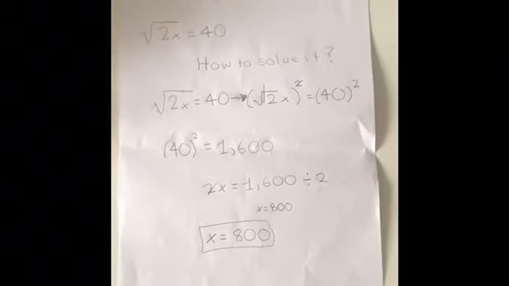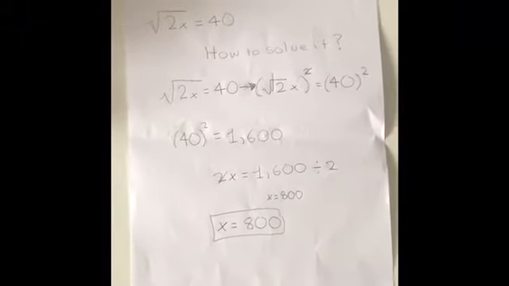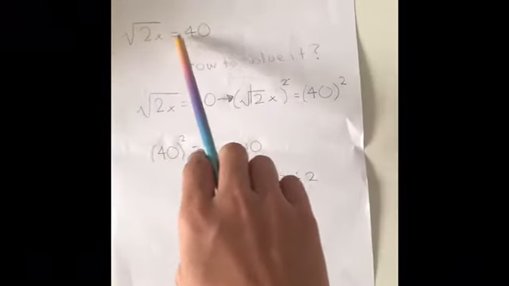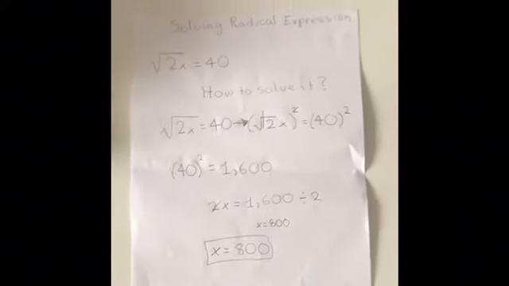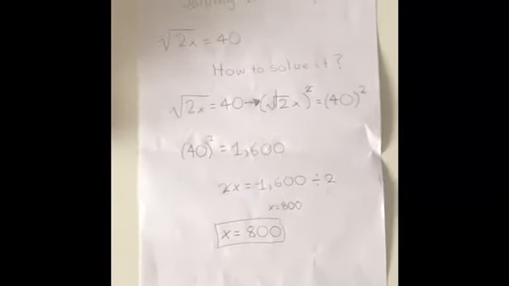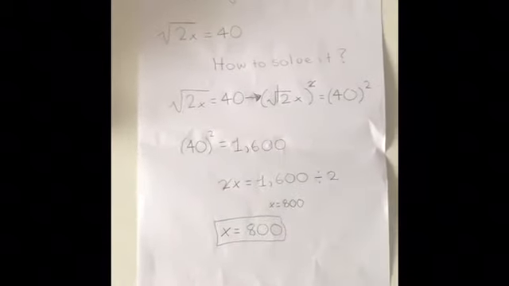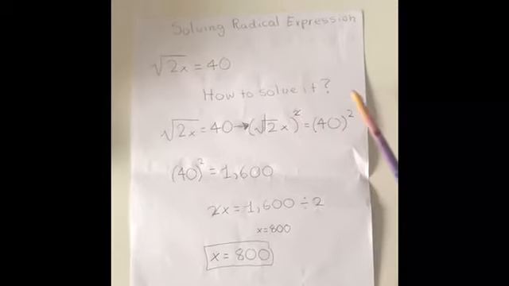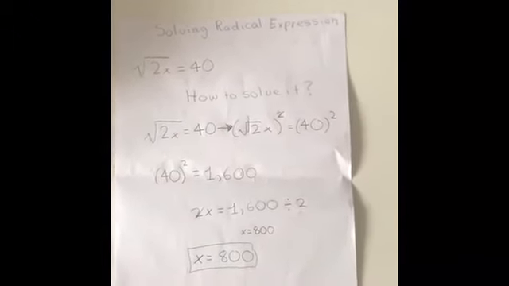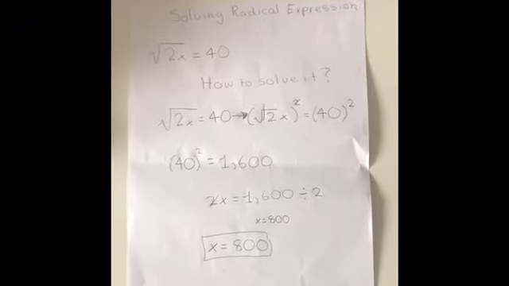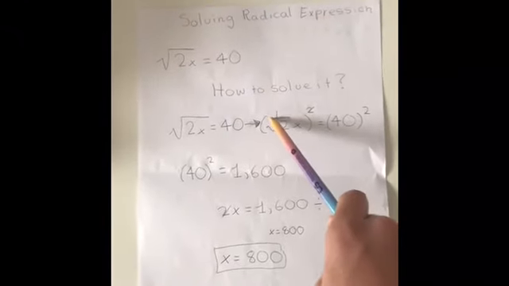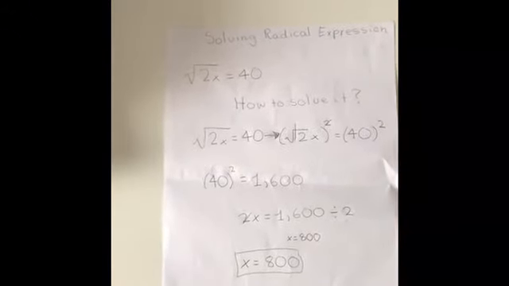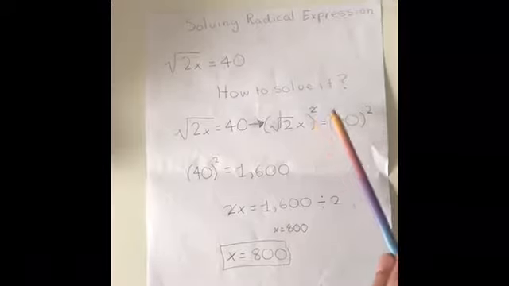The third content that I'm going to teach you guys is how to solve radical expressions. The problem that I chose to teach you guys is square root of 2x equals 40. To solve this problem, we want to get rid of the square root. To cancel it out, we need to square the square root of 2x and 40. When we square it, we can cancel out the square root and the square. So now I'm left with 2x equals 40 squared.